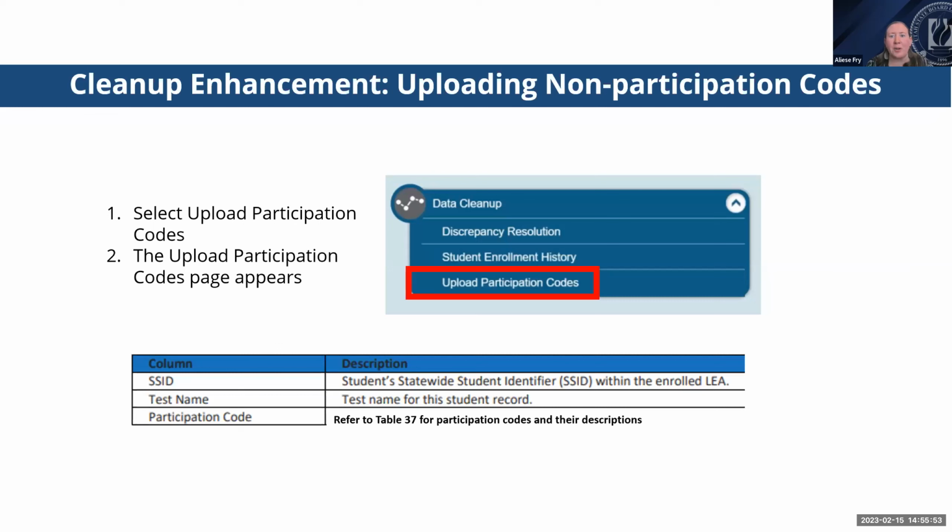Starting with our spring summative administration, so March 14th, LEA level users can now add non-participation codes for multiple students in a single upload. This is another enhancement that I know many of you are going to be so excited about. You'll just need to enter all of the SSIDs and the corresponding non-participation codes into an Excel or CSV file. The templates are downloadable from TIDE, and upload the entire file to TIDE in one action.